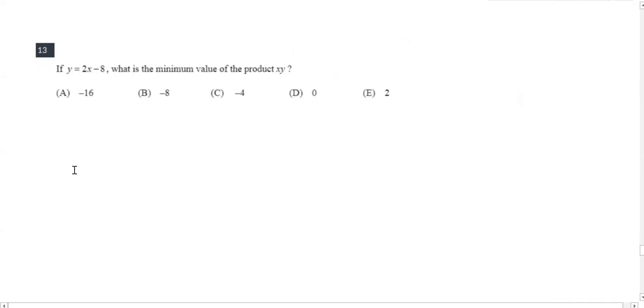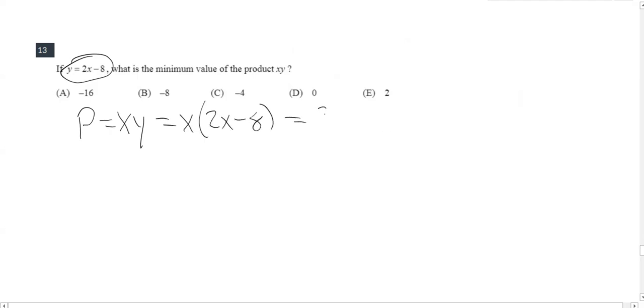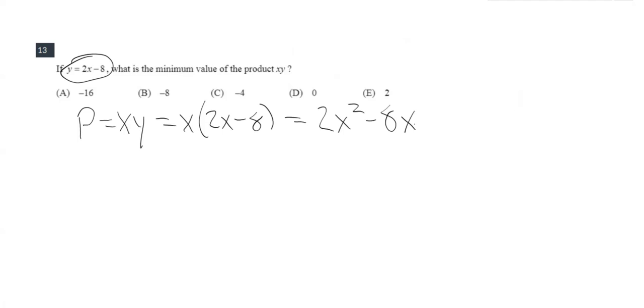If y equals 2x minus 8, what is the minimum value of the product xy? So I'm just going to call P the product xy. If I substitute y equals 2x minus 8 in there, I'd have x times (2x minus 8), which is 2x squared minus 8x. I can use any number I want for x because they didn't give me any other constraints. And it's not a shape or a real life situation, so positives and negatives would both be valid.